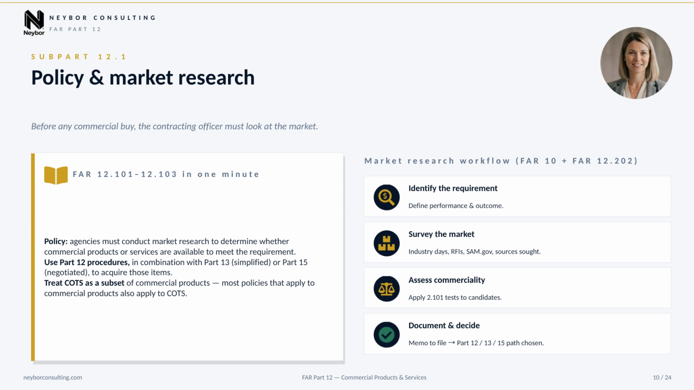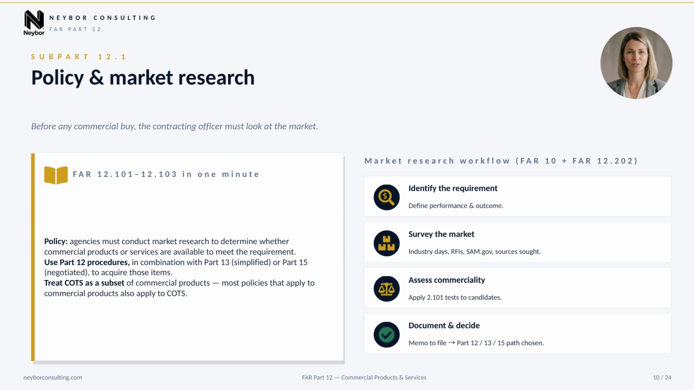Subpart 12.1 sets the policy. In 1 minute, the contracting officer must do market research before any acquisition to determine whether commercial products or services can meet the need. They use Part 12 procedures in combination with Part 13 simplified procedures or Part 15 negotiated procedures to actually award. And they treat COTS items as a subset of commercial products. Most rules that apply to commercial products also apply to COTS.